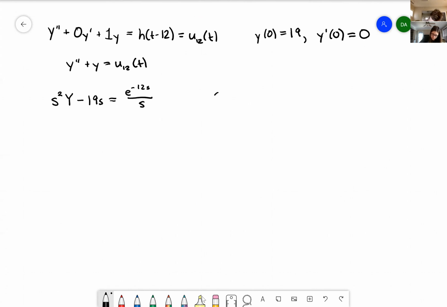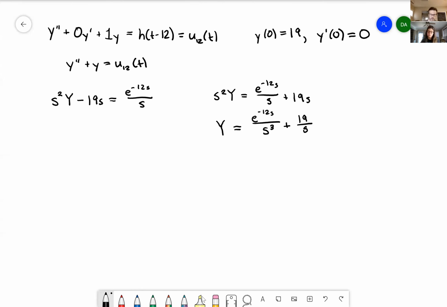Y equals e to the minus 12s over s cubed plus 19 over s. So that part will be easy. That'll just be 19. Now this s cubed, what do we have in our Laplace transform table?